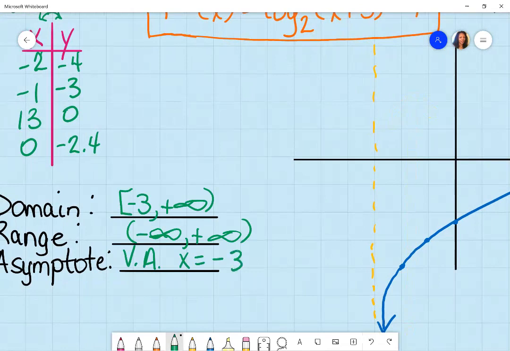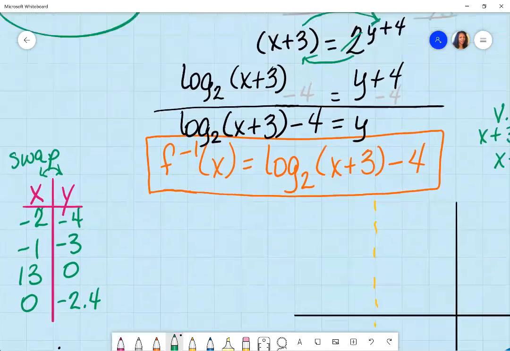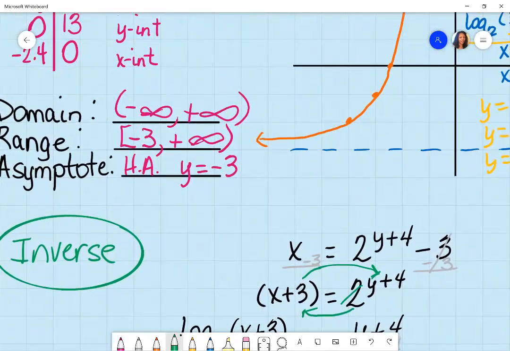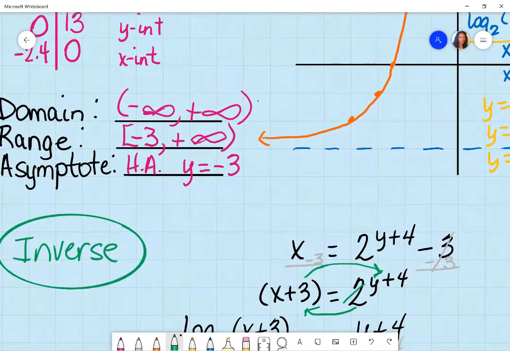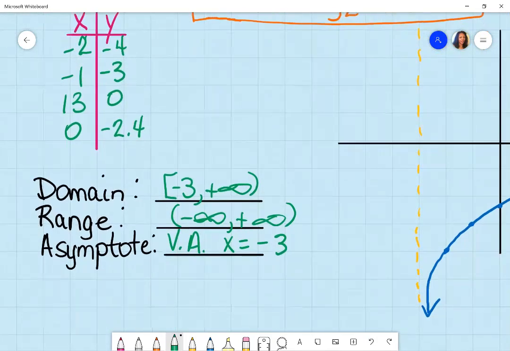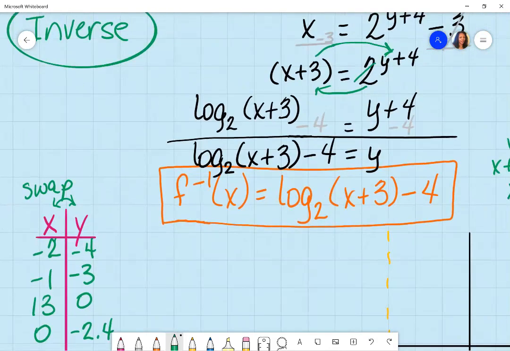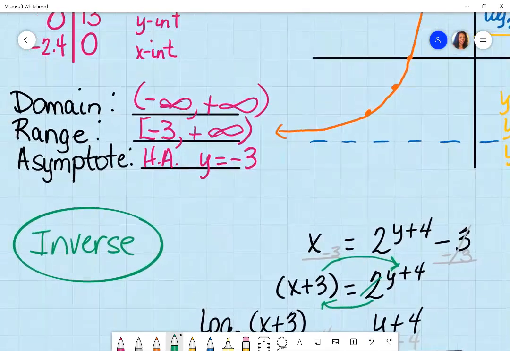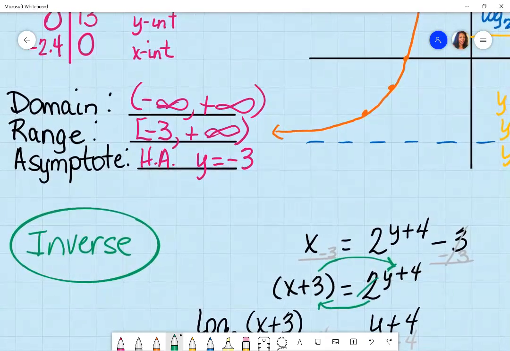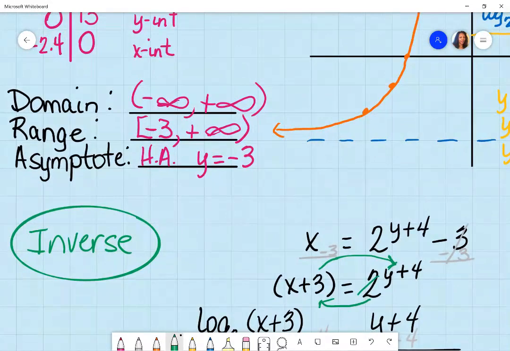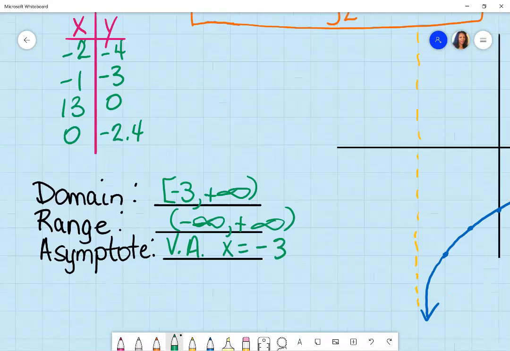Now, if I paid attention, I would see that my domain and range swapped from my original. A few minutes ago, my domain was negative infinity to positive infinity, but now my range is that. And for my inverse, the domain is -3 to positive infinity. However, that was the range for my original one, -3 to positive infinity. And my asymptote just changes from y to x, but it's still the same number.